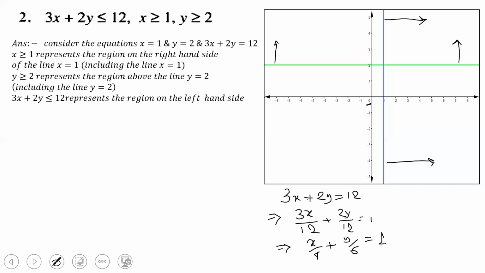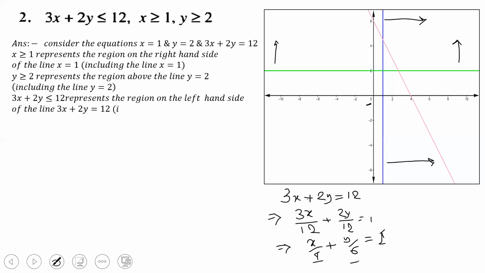So the x-intercept is (4, 0) and the y-intercept is (0, 6). Mark these two points on the x-axis and the y-axis, that is (4, 0) and (0, 6), and simply join them, and that will be the line represented by 3x + 2y = 12. No need to take three points and draw the line. Just find the intercept form, take two points on the axes and just join them.